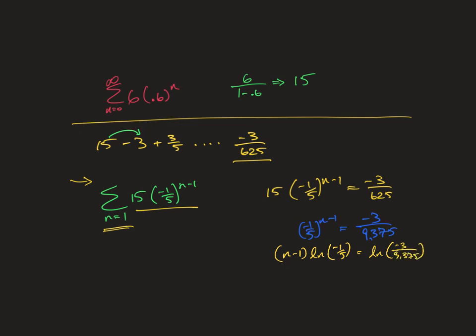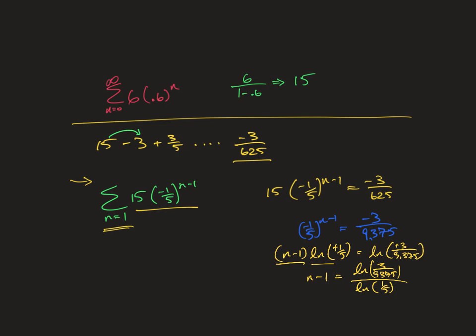Now, if I were to type in the log of negative 1/5 and the log of negative 3 over 9,375, it's not going to work because a log can't handle it. So all I'm going to do is just make them positive. I'm going to manipulate it a little bit. Now, I need to get this n minus 1 equal. So first I'm going to divide. So now I have n minus 1 is equal to the natural log of 3 over 9,375 over the natural log of 1/5.